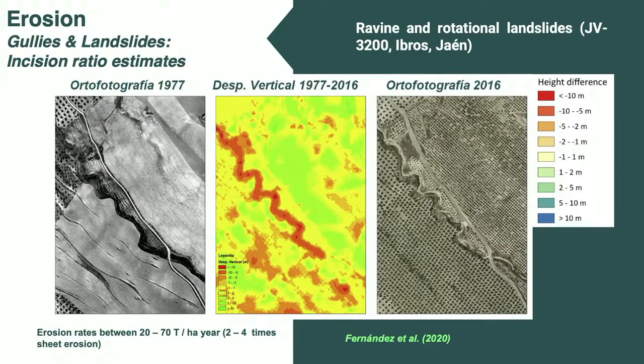In the case of the last slides, we measured by means of photogrammetric techniques the incision, the rate of deepening of this mega gully, this ravine, and we found more than 10 meters in less than 50 years. That is erosion at the geological scale, not the ecological scale, not the human scale.